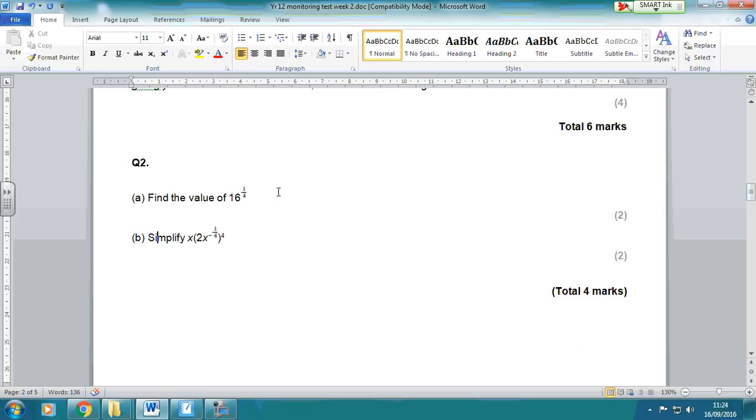So we've got the first one, which is find the value of 16 to the power of a quarter. Now the power of a quarter means the fourth root of 16. And what that means is that something times by something times by something times by something equals 16. Now remember it's not something times by 4, it's something times by itself 4 times. So that's going to be 2 times 2 times 2 times 2. 2 times 2 is 4, times 2 is 8, times 2 is 16. So the fourth root of 16 equals 2. Nice and easy that.